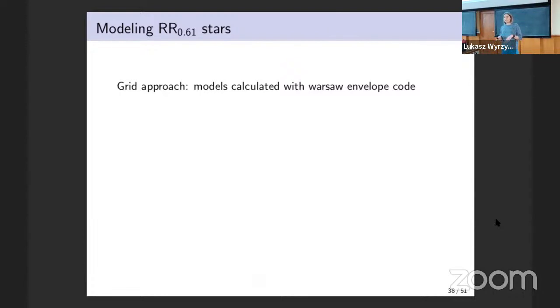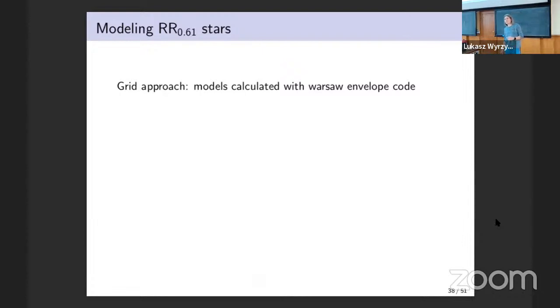It wasn't a detailed modeling of individual objects, but I used the grid approach, which means that I calculated a large grid of models. And then from this grid of models, based on period and period ratios, I selected the model that fits best to the observed period and period ratios of the star that I wanted to model. So those models were calculated with the Warsaw envelope code.